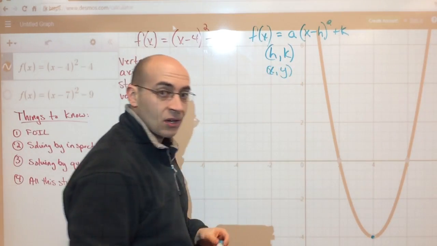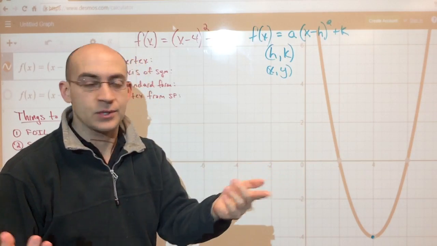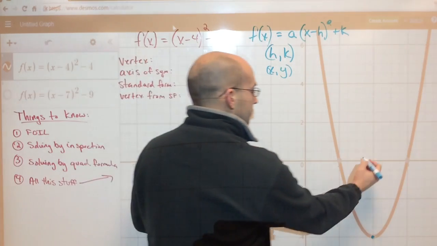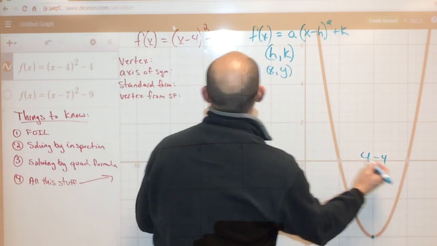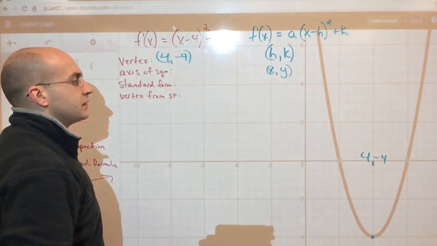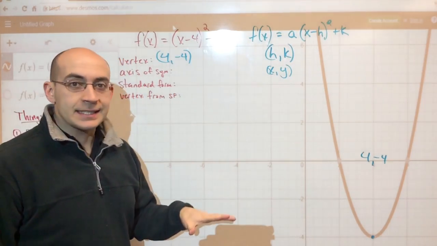Now, when you see the graph, you can typically just say, oh, there it is, because I can point to it. Here, it looks like it's 4 comma negative 4. So the vertex is 4 comma negative 4, and I'll write it over here. Now, I think there's a little bit of clarification that we need to do. You're not always going to see the graph.